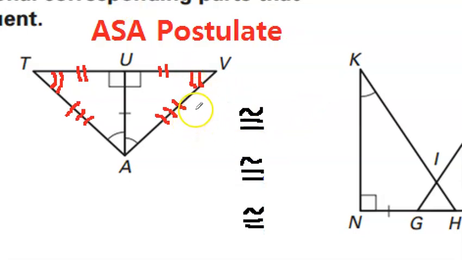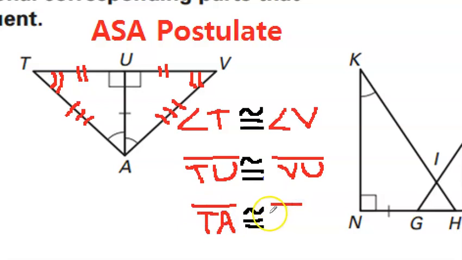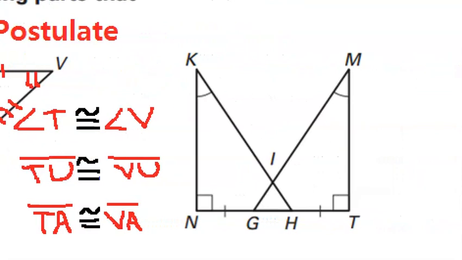All right, so now let's just name what just happened here. What else happened? Well, I said that angle T was congruent to angle V. That's good. Segment TU is congruent to segment VU. And then if you go across that diagonal, you could say segment TA is congruent to segment VA. All of those statements are also true.